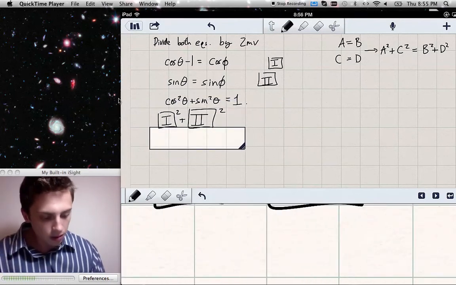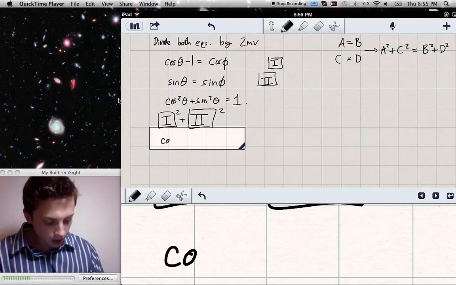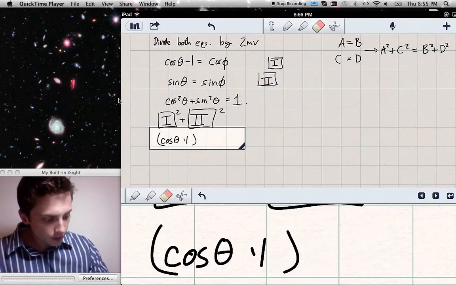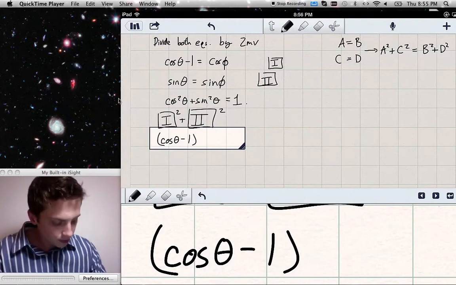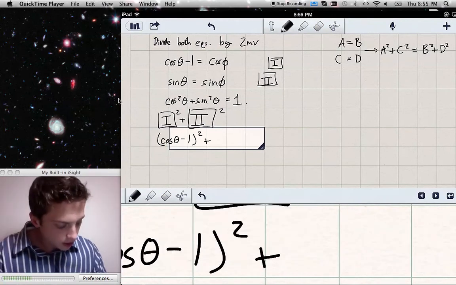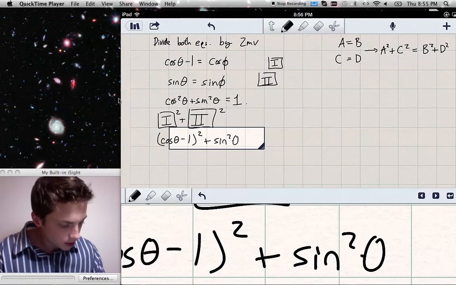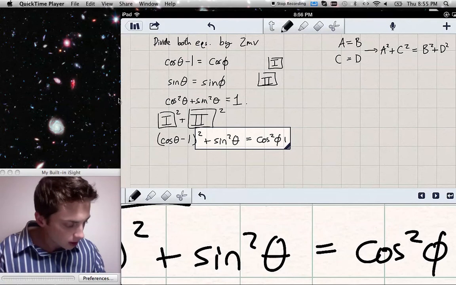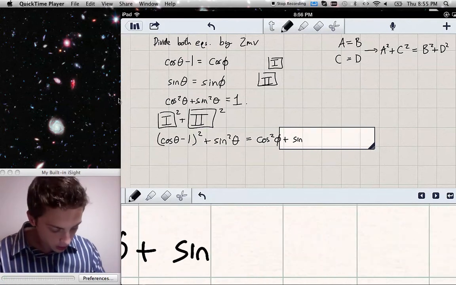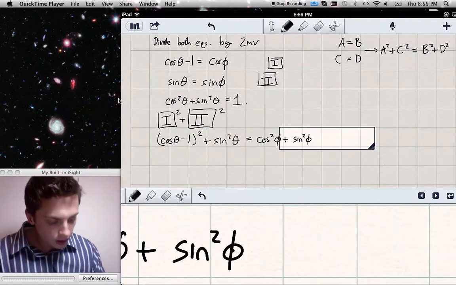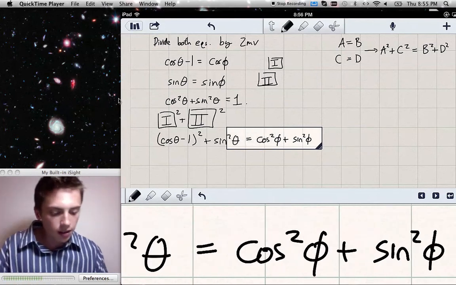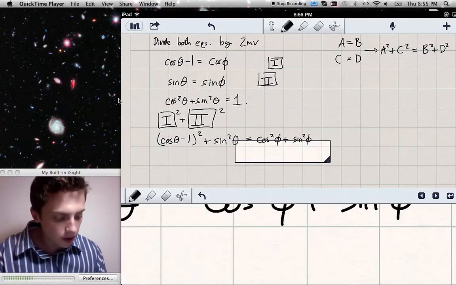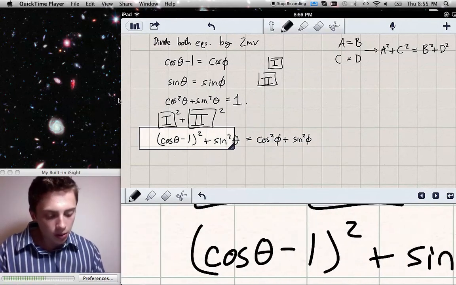Okay. So we're going to take 1 squared and add it to 2 squared. So we square the left-hand sides and add them together. Cosine of theta minus 1 squared plus sine squared of theta is equal to cosine squared of phi plus sine squared of phi. And now I can use this identity twice, once here, and once over here once I expand this.